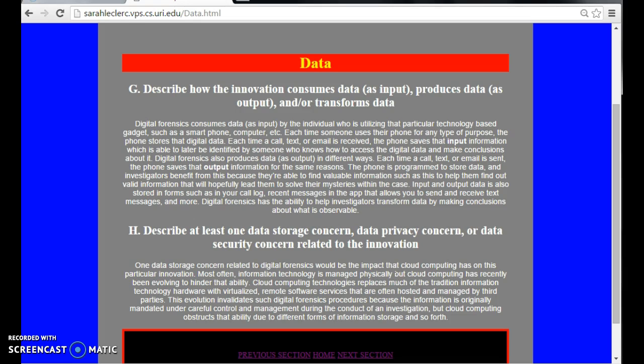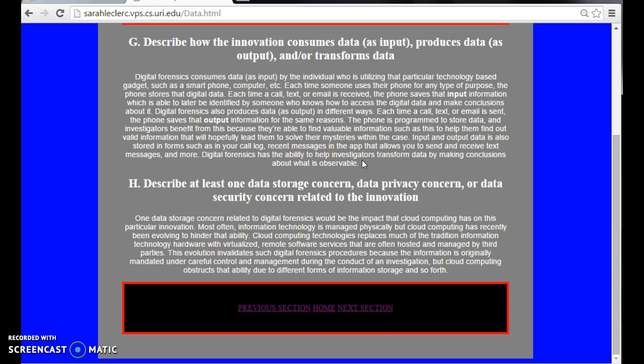Next, I describe how cloud computing is an evolving data storage concern. It obstructs the ability to manage information under careful control during the conduct of an investigation. Cloud computing requires different forms of information storing and replaces traditional technology hardware with virtualized remote software services that are hosted and managed by third parties.